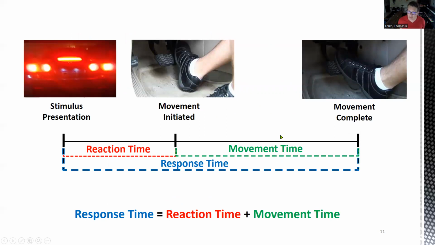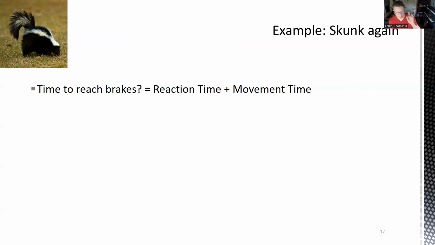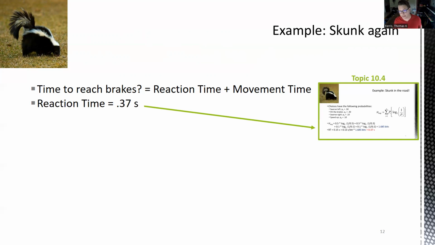Okay, so we can calculate movement time now. Now we have our equation, and we also have our equation for reaction time. So let's see if we can figure out overall response time. Let's go back to our skunk from topic 10.4. So now I want to say, okay, I know how long it's going to take me to react to the skunk in the road, meaning I see that there's a skunk. I now have decided what I'm going to do, whether that's swerve left or right, speed up, slow down, whatever that is. Remember, we calculated that in 10.4. And so if we get 0.37 seconds is our reaction time, based on how we had set up the problem in 10.4, now we can say, well, what's my movement time?